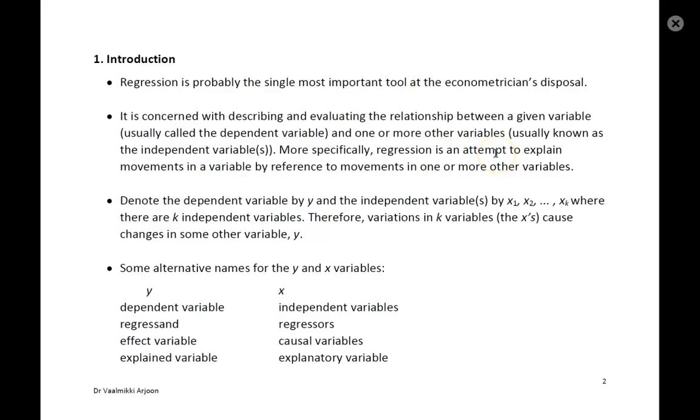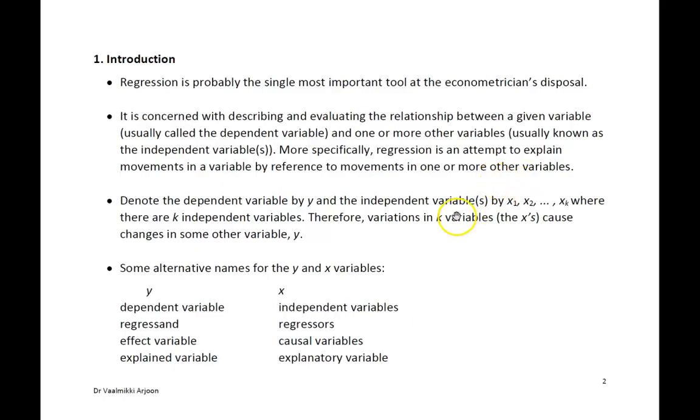Okay, so what is a regression? Regression, first of all, is the single most important tool at the econometrician's disposal. It is the major econometric tool that is used by researchers basically to determine the relationships between several variables. So essentially what it does is look at the effect of at least one variable on another variable, or the effect of several variables on a particular variable. Okay, so it's an attempt to explain movements in a variable by reference to movements in one or more other variables.